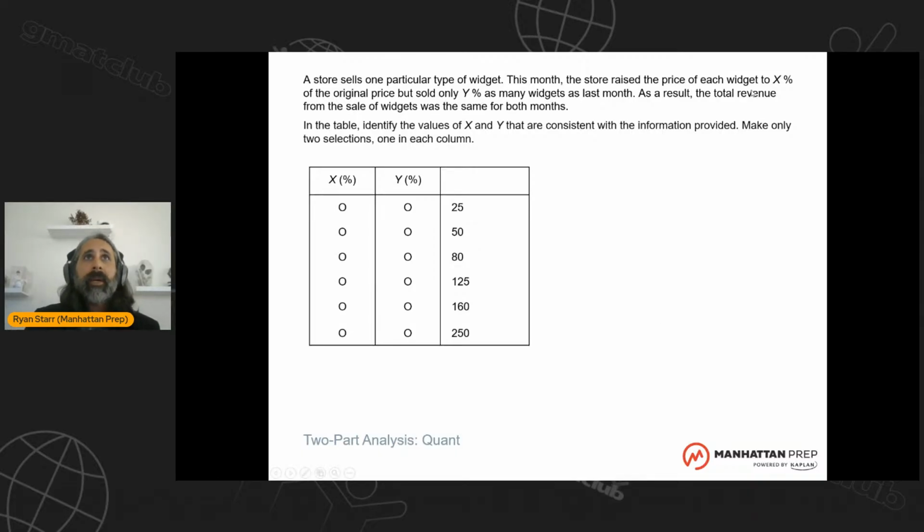Because the text of this problem makes it pretty clear, raise the price of each widget to X% of the original price. If they're raising the price and it's ending at X% of the original price, one of the things you can do there is eliminate the top 3 answer choices for X, right? You can't increase something to 25% of its original price. Making it 25% of its original price would be a decrease. They say increase, so nah. It's got to be one of those bigger numbers.